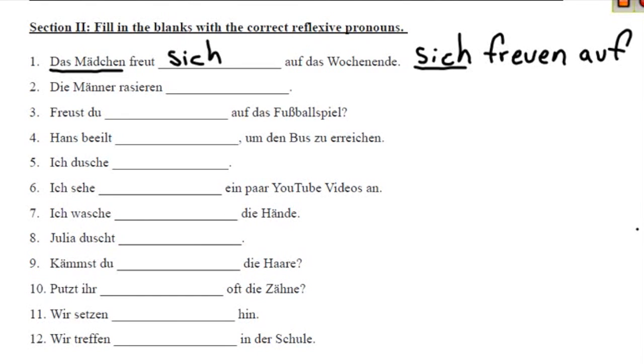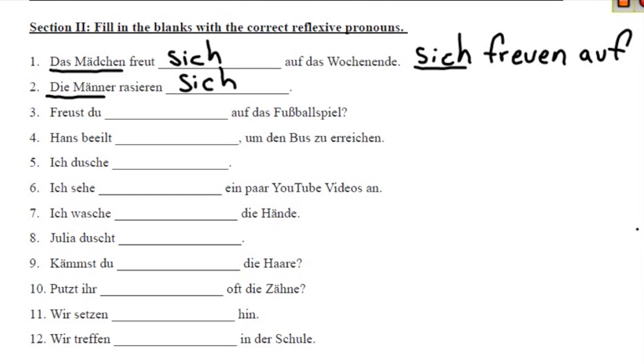Die Männer rasieren. The men are shaving. Die Männer are the ones shaving. What is being shaven in this sentence is the direct object, and the direct object in this sentence is also a reflexive. This one happens to be plural, but it takes the same one as we had before, sich.